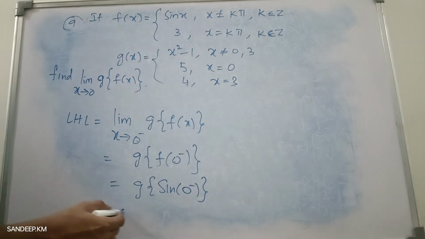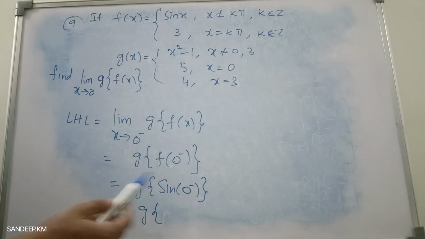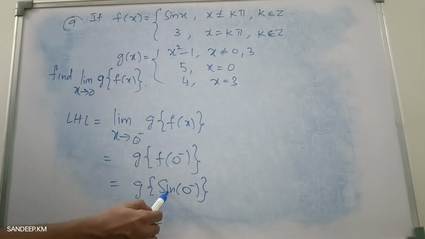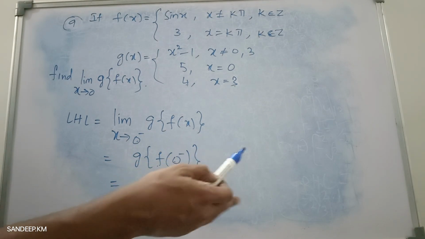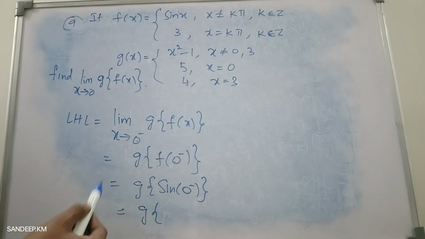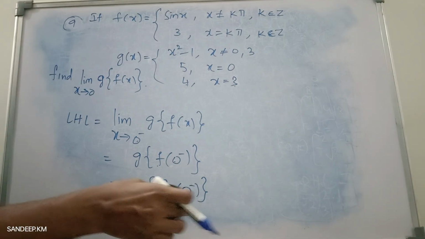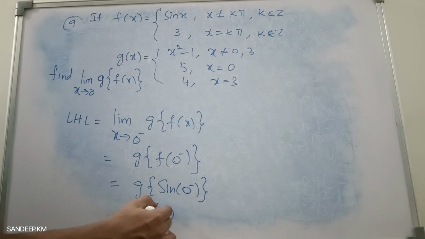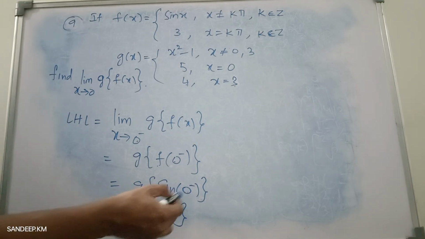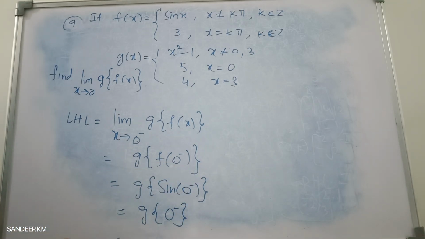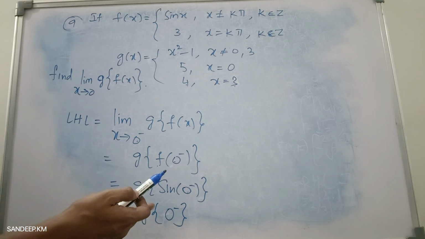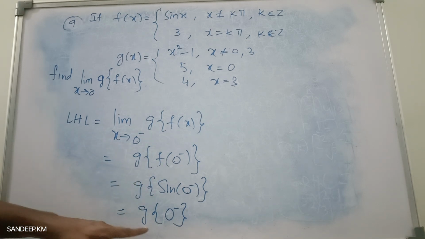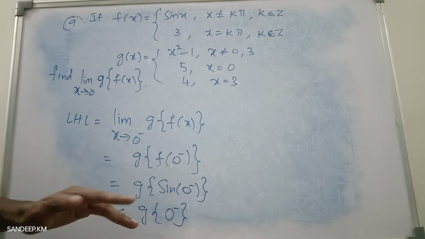Next, dear students, g of. Now you have to decide. Sine 0 is 0. But what is sine 0 minus? 0 minus means minus 0.000 and so on. Where is it? In which quadrant does it lie? In fourth quadrant. Negative value only, na? You will get negative value only. What is it actually? Sine of 0 is 0. Sine of 0 minus is 0 minus. Sine of 0 is 0. Then sine of 0 minus will be 0 minus, a number which is just less than 0. Correct or not? So g of 0 minus. If you understand this step, you will get the answer.